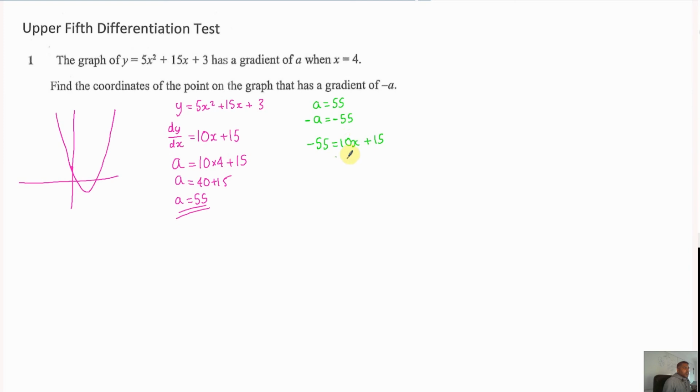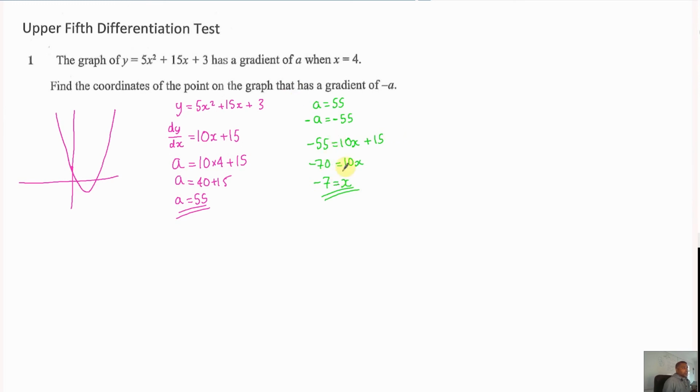Okay, solving this equation, subtract 15 from both sides. Quite a few people made the mistake of saying that's minus 40. Don't forget you're subtracting 15 from both sides. 15 less than minus 55 would be minus 70. So minus 70 is 10x. Divide both sides by 10. You get minus 7 equals x. So now we have our x coordinate.